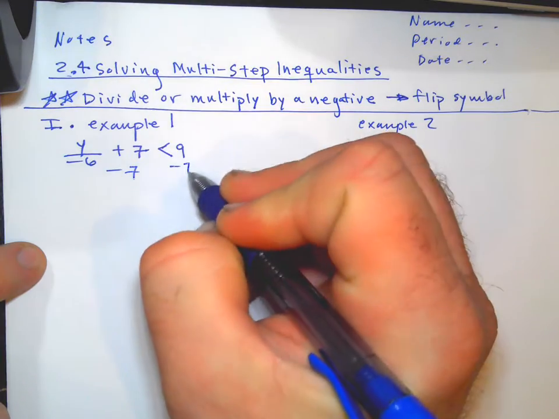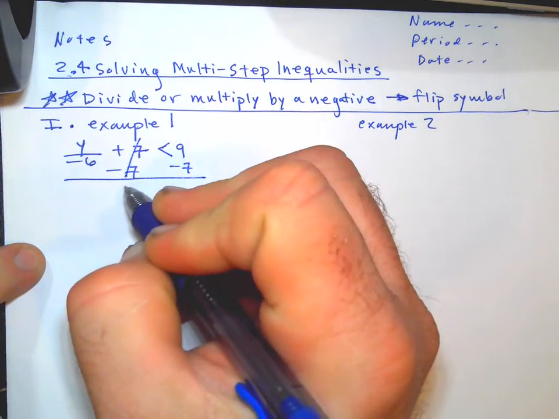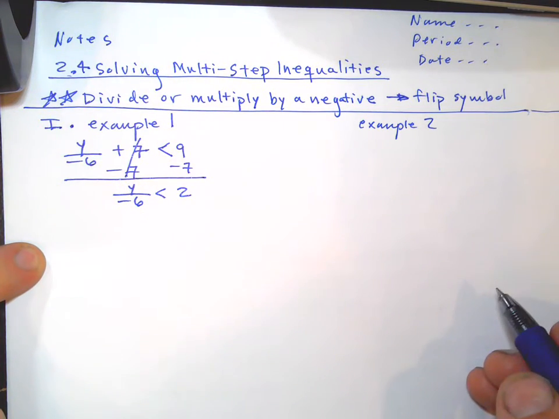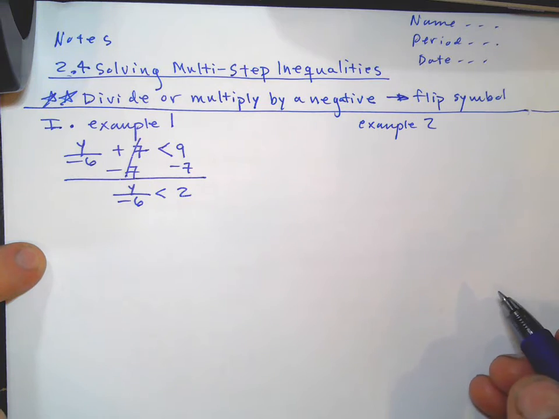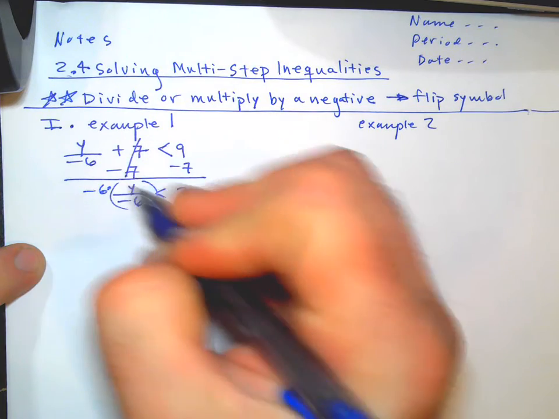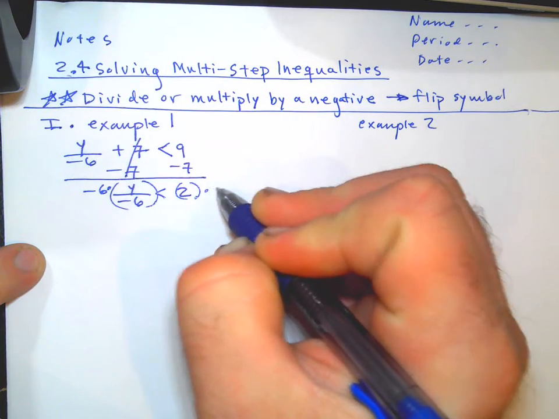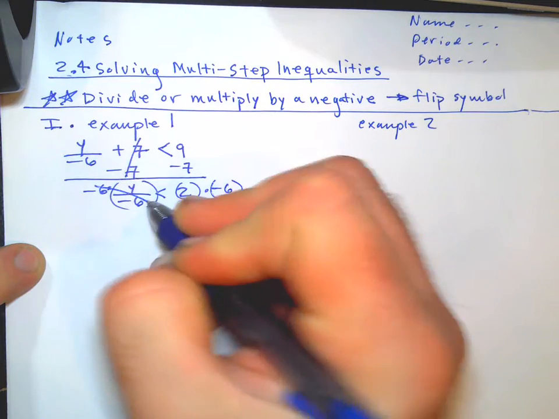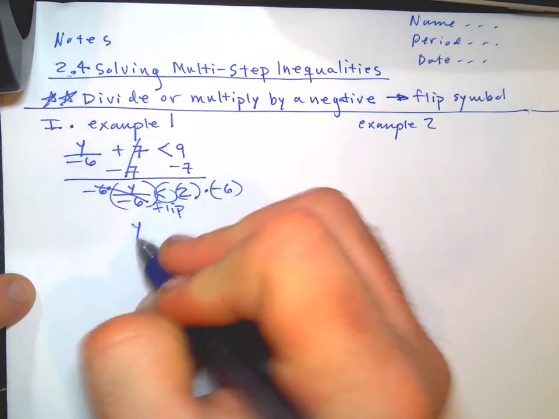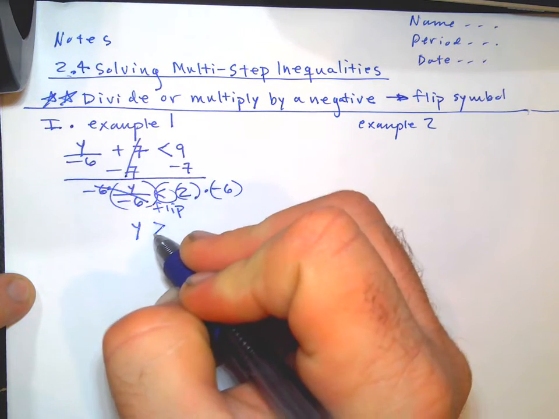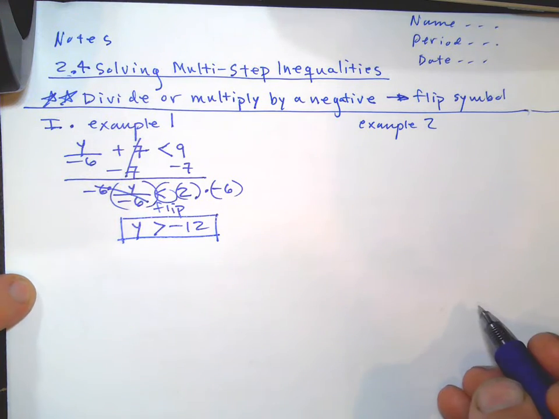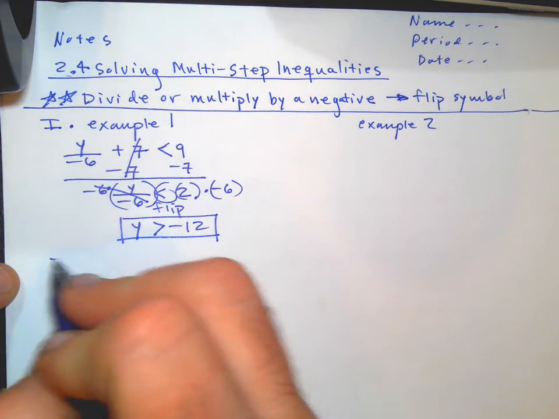So we're going to subtract 7 from both sides. Get rid of addition and subtraction first. Just because we subtract 7 from both sides, we don't flip the symbol. That was just subtracting. It's multiplying or dividing by a negative. Now, to get rid of the divided by 6, we have to multiply by negative 6. We just multiplied both sides by a negative, so we have to flip the symbol. I like to write that down to make sure I don't forget to do it. And that's our answer.